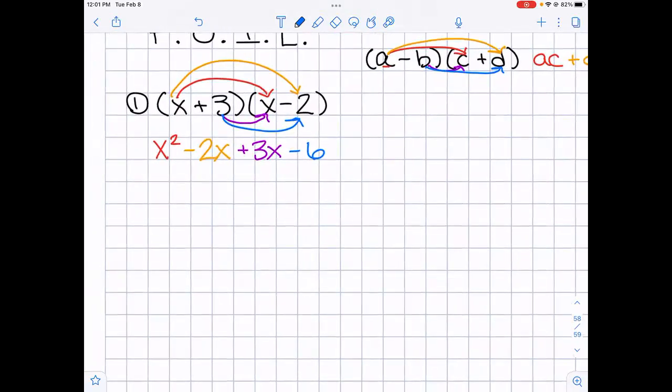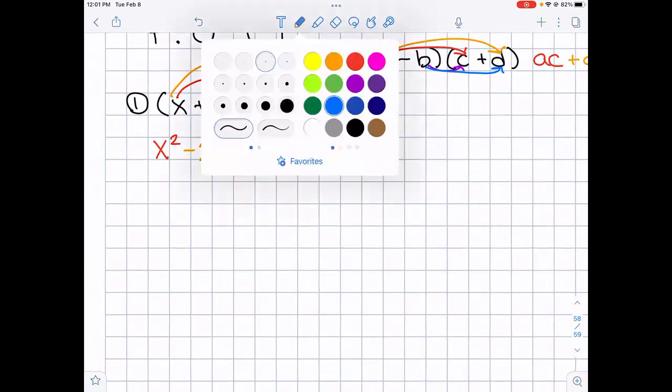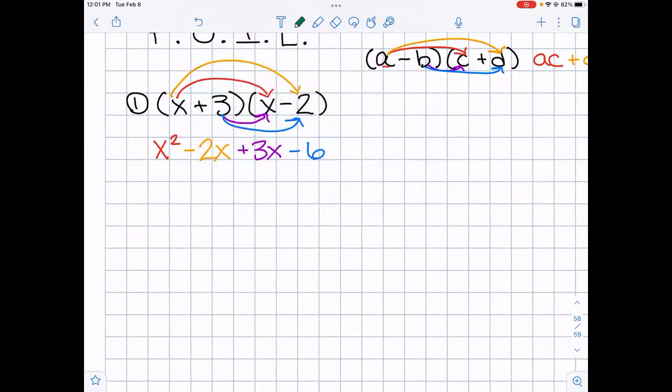Okay. Is there anything else you can do before you're done here? Combine like terms. -2x plus 3x is 1x, right? So you don't have to put the 1, or you can. It's not a big deal either way. But x squared plus x minus 6.